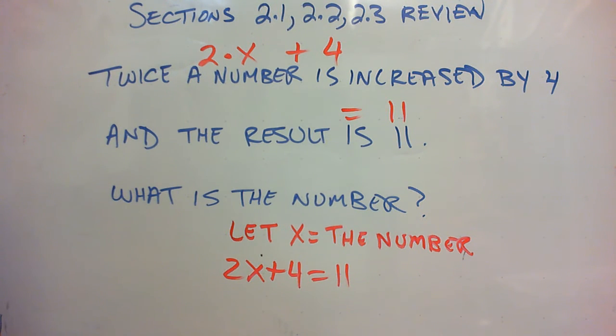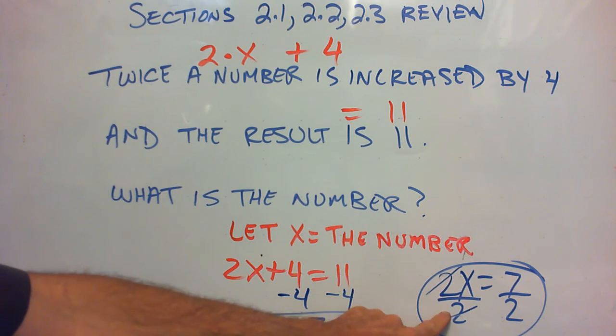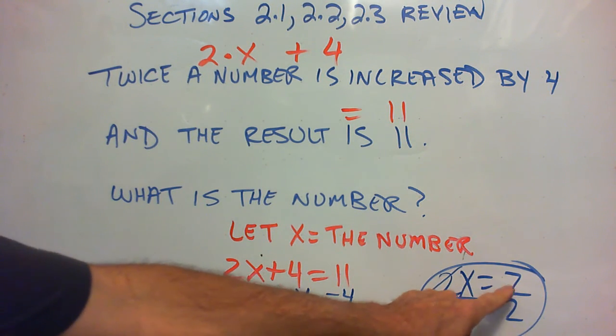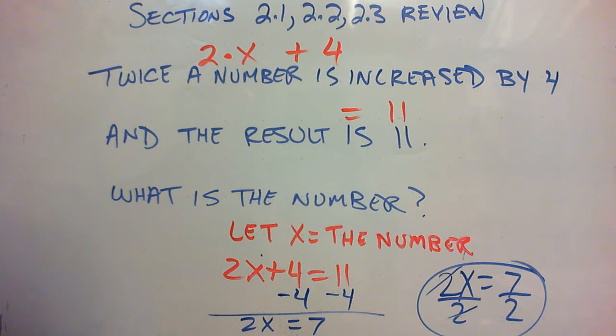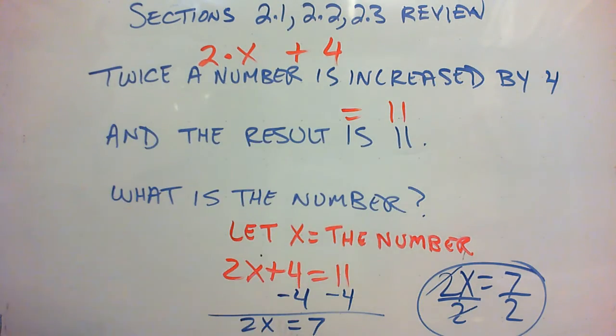And then to find the number, we solve the equation. So to solve the equation, subtract 4 from both sides, 2x equals 7. Divide both sides by 2. x equals 7/2 or 3.5. So if you double 3.5, you get 7. Add 4, you get 11. It checks out.